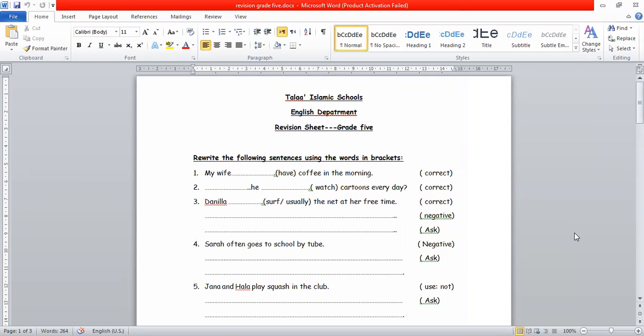Okay. So, the first usage of the present simple is to talk about daily routines or repeated actions. Who can give me a sentence or an example about a daily routine? I wake up at 6 o'clock.